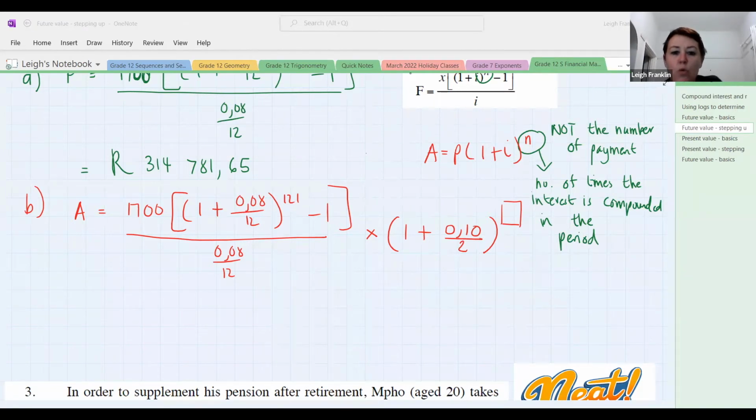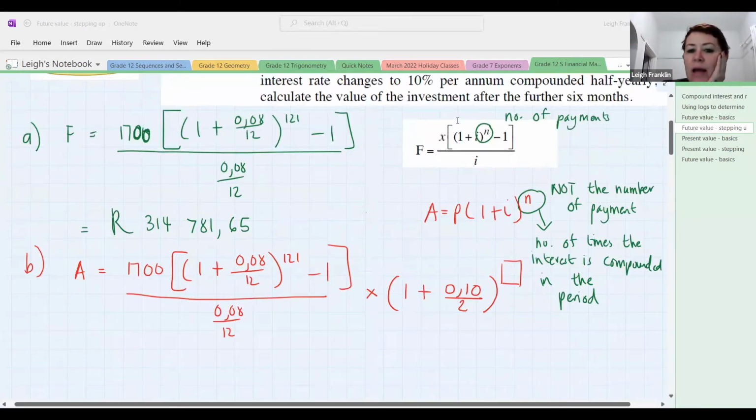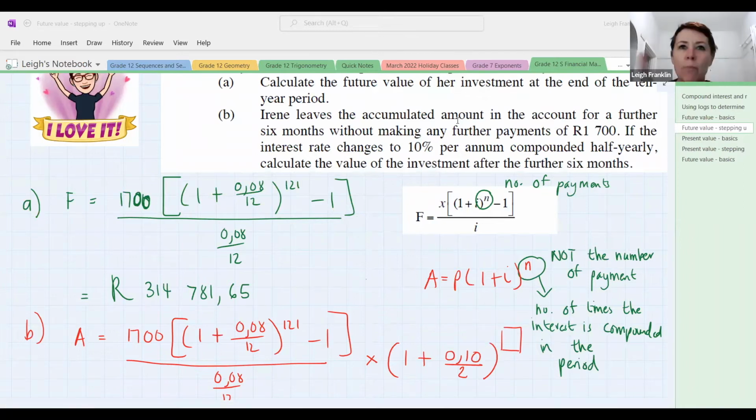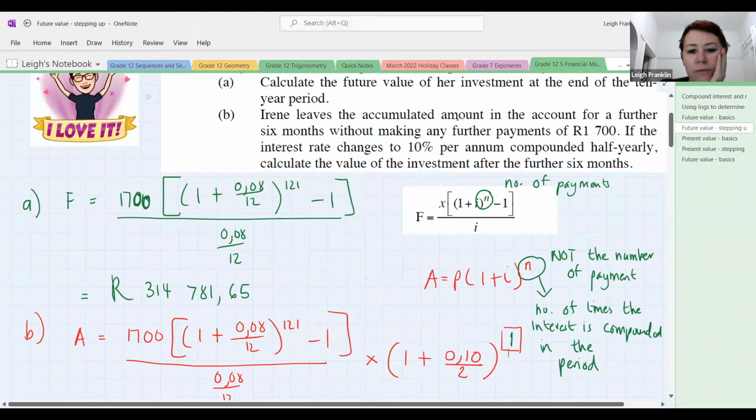So what this means for us here is that if the money is in the account for 6 months and it's compounded half yearly, it would have been compounded once in 6 months. So everybody who said that the value of N here had to be 1, you are correct. How do you feel? Does that make sense to everybody?